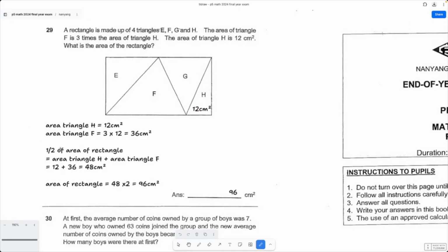Therefore, in this case, half of the area of the rectangle is equal to the area of triangles H and F, because their bases are literally the same length as the rectangle, and they are just half of what I see over here, and that's why you multiply by 2. So hopefully this makes sense. Alrighty.